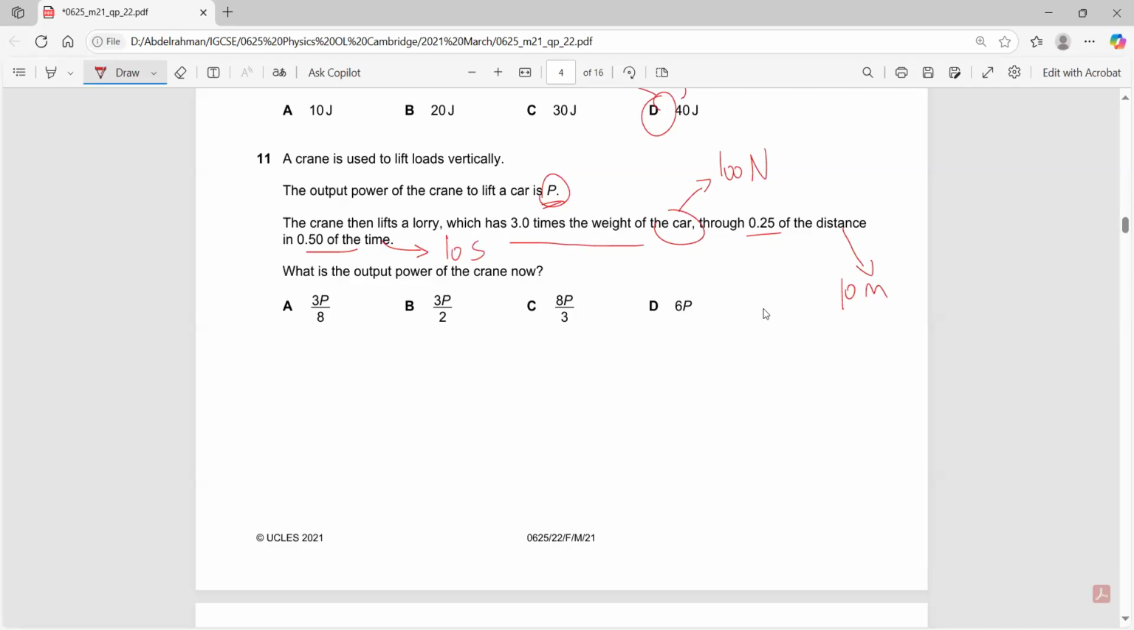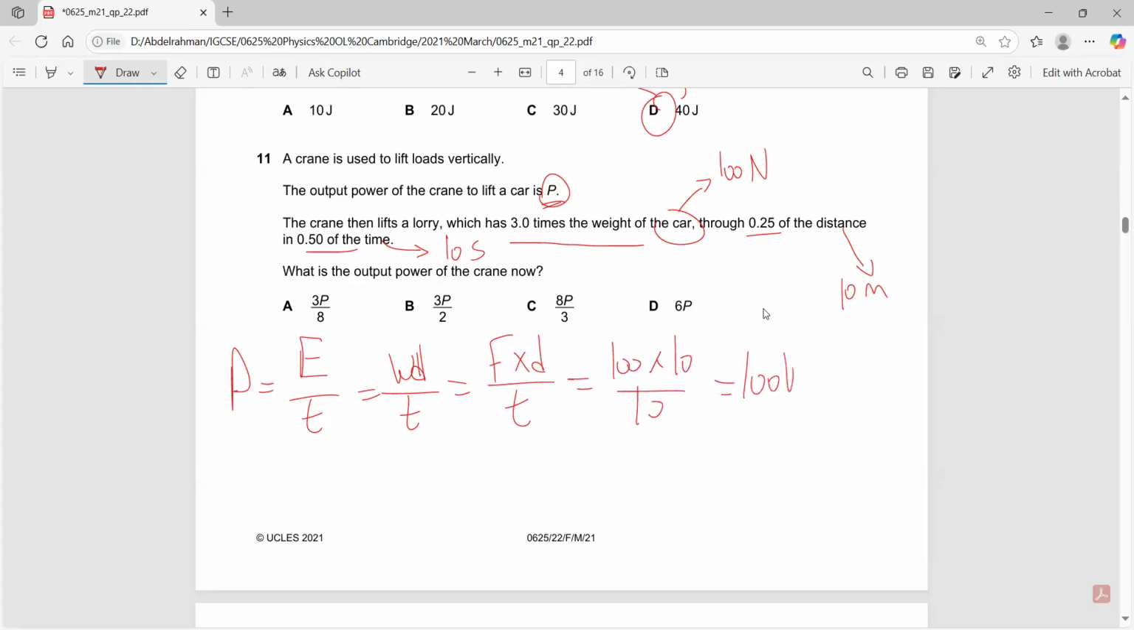So I'm talking about the car for now. The output power to lift the car is P. So power is energy over time. You can say work done over time or force times distance over time. The force used was 100 newtons, right? Because this is the weight of the car. Distance is 10 and the time taken is 10. So the power used is 100 watts.